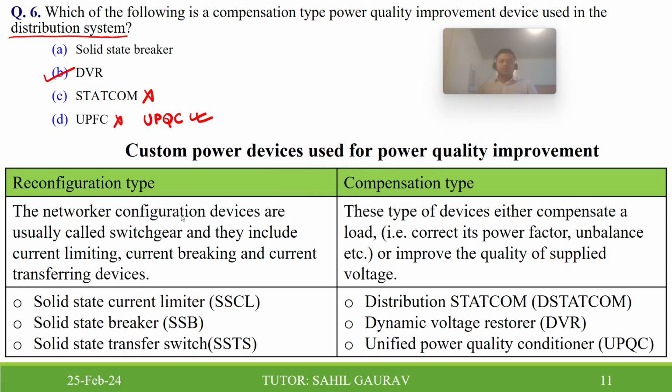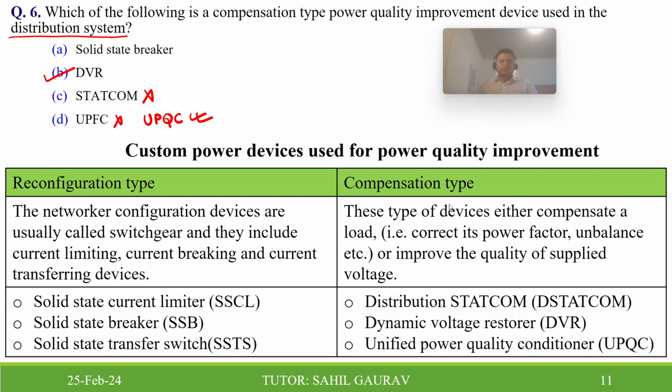We have configuration type and compensation type. In the configuration type, the network configuration devices are usually called switchgear, and they include current limiting, current breaking, and current transferring devices, like solid state current limiter, solid state breaker, solid state transfer switch. While in the compensation type, these devices either compensate a load, that is correct its power factor or unbalance, or improve the power quality of the supplied voltage.